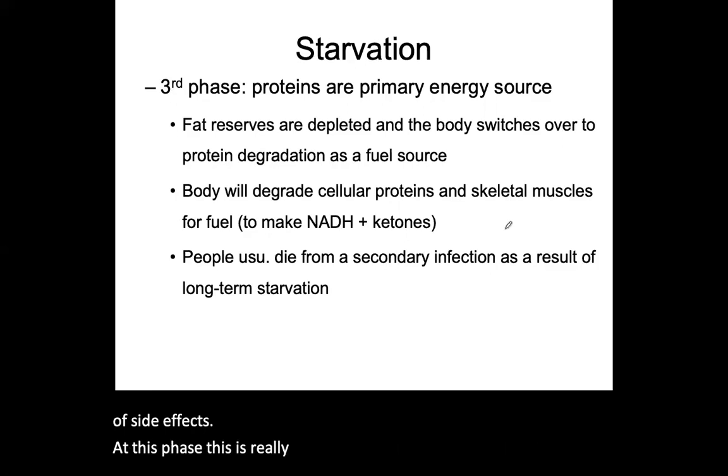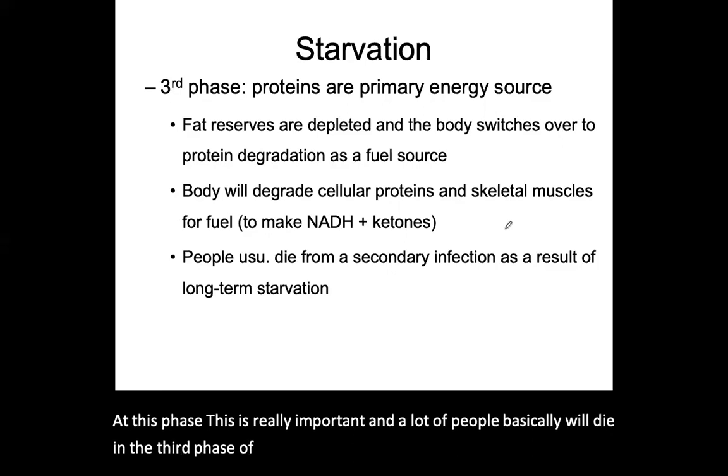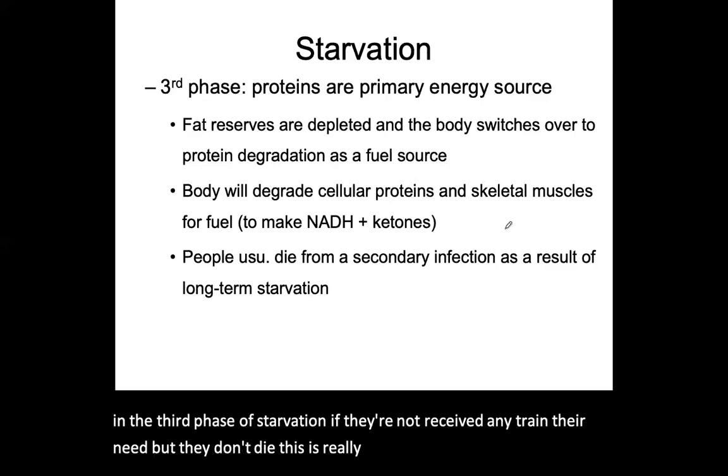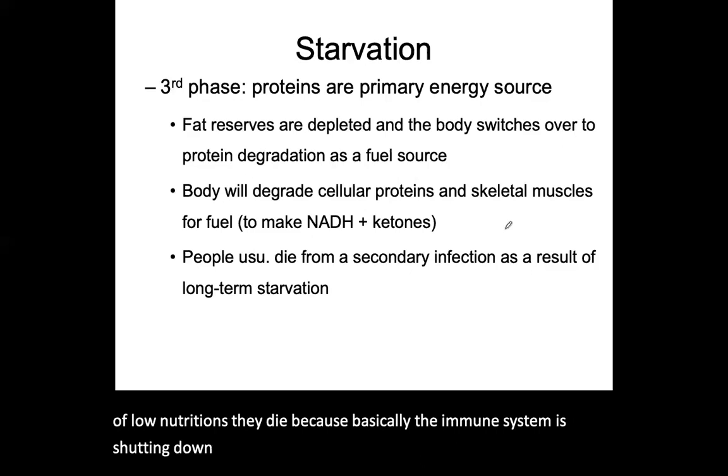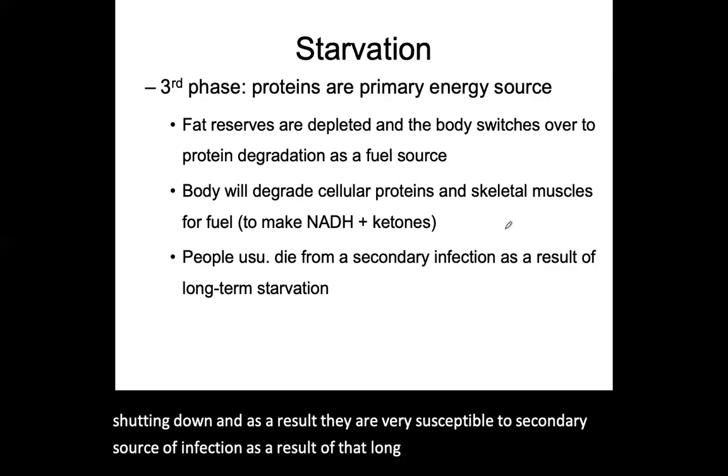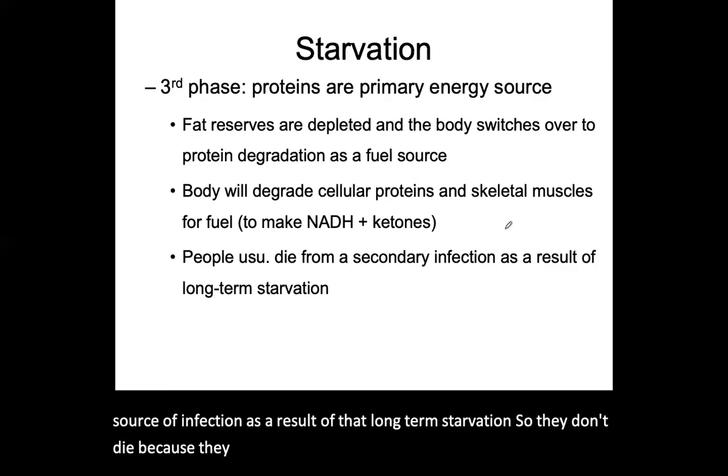A lot of people will die in the third phase of starvation if they don't receive the nutrients they need, but they don't die, and this is really important, as a result of low nutrition. They die because the immune system is shutting down, and as a result, they are very susceptible to secondary sources of infection as a result of that long-term starvation. So they don't die because they didn't eat food. They usually die because there is some sort of infection in their body.